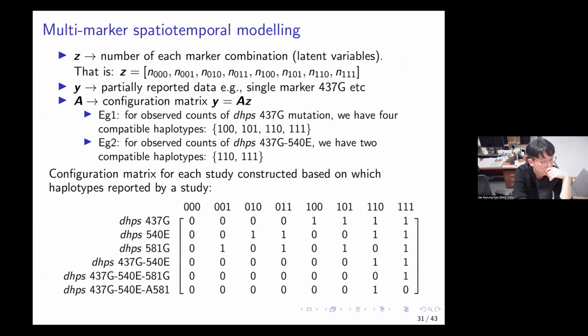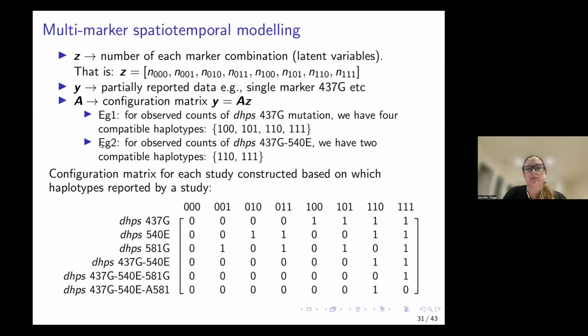Sorry. Oh, okay. Yes, we need a way to connect these two things, and we do that via what we're calling a configuration matrix, which shows you how these two things are connected. So for example, if you went out and collected just the 437 data, well, there are 4 haplotypes which are compatible with that. They all have a 1 in the first position for the 437 marker, and then you have all combinations of 540 and 581 in the other 4 locations. If, for example, you collected the double mutation, so you collected data on 437 and 540, then there are 2 compatible haplotypes. They have to have a 1-1 in the first 2 locations, and then you can have anything you like for the 581 location.